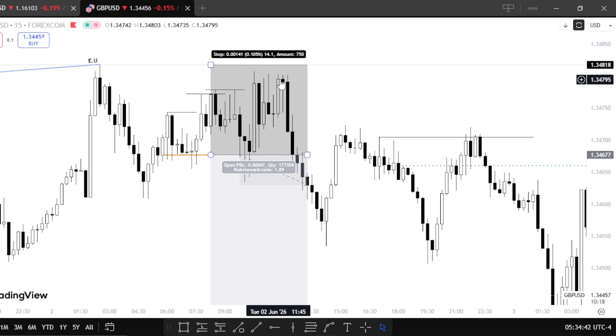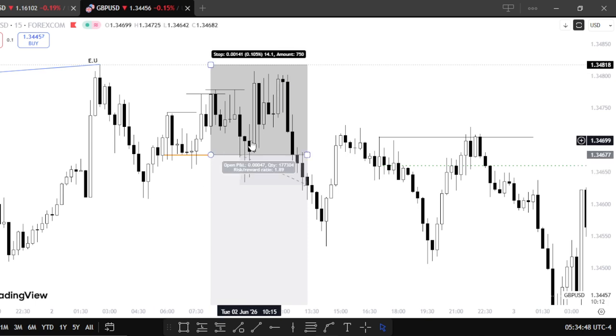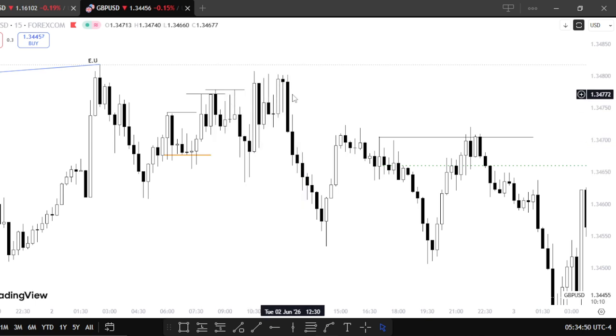I was really laughing at myself. I took a trade here and I nearly got stopped a dozen times. I don't know why I didn't get stopped. Wow, that was insane. That's why sometimes I just tell you guys, do not move your stop loss at all.